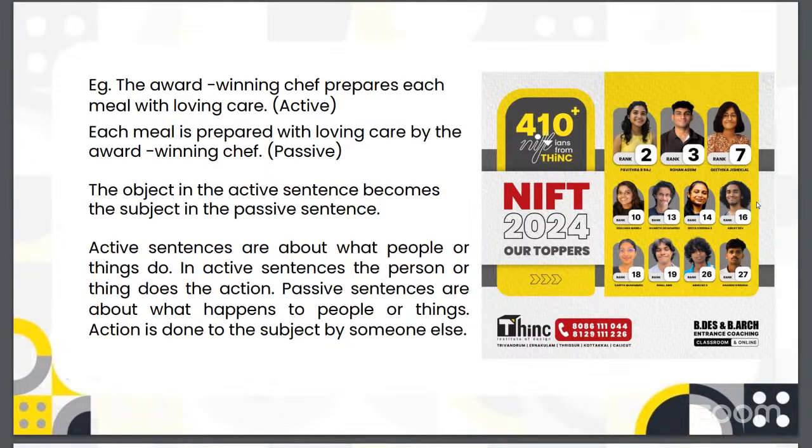Active sentences are about what people or things do. In active sentences, the person or thing does the action. Passive sentences are about what happens to people or things. The action is done to the subject by someone else. Okay. So that is what passive voice and active voice is.